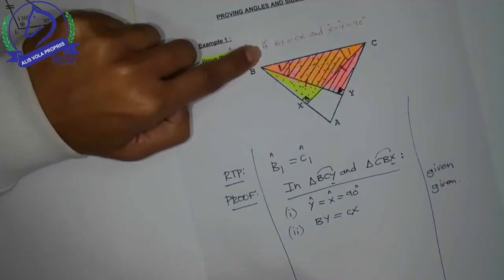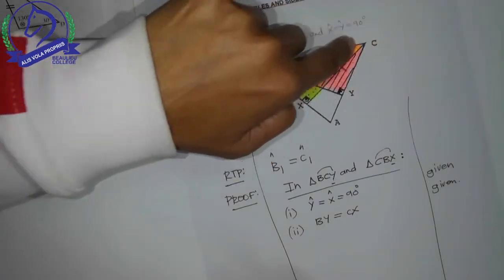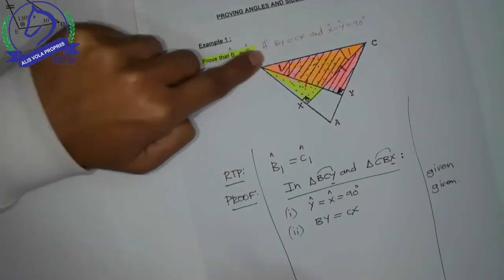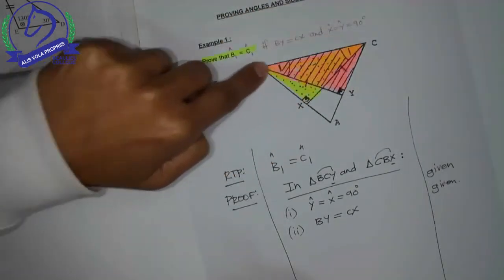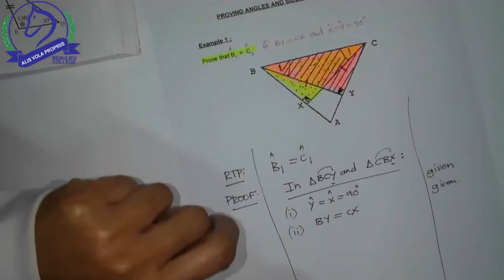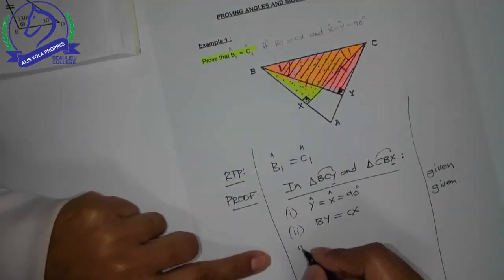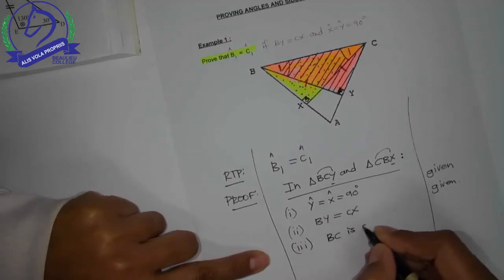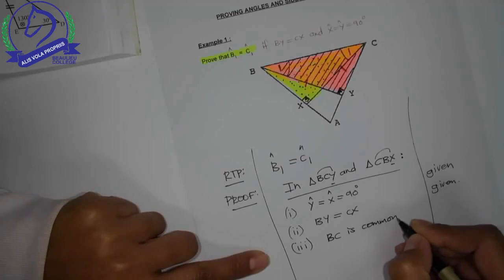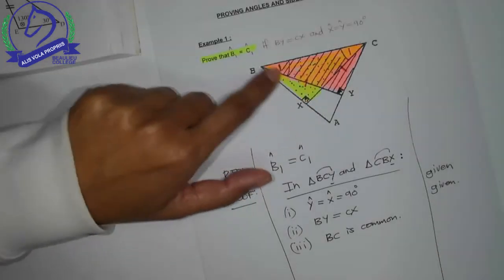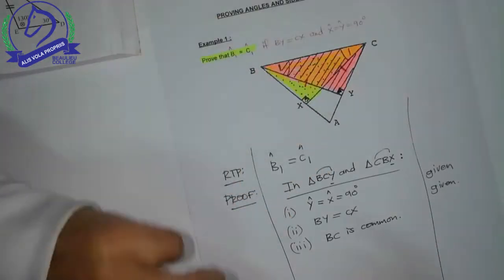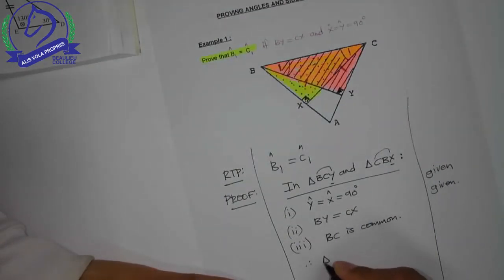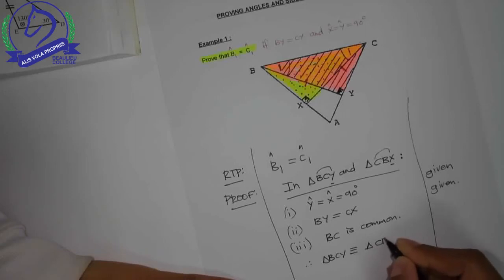And then let's look at the other triangle, which is BXC. There's your right angle, BC there. So what do we know? BC is the common side, and BC is also the hypotenuse side, and they are equal. So BC is common, and in this case you will have to use right angle, hypotenuse, side. Therefore, triangle BCY is congruent to triangle CBX, RHS.